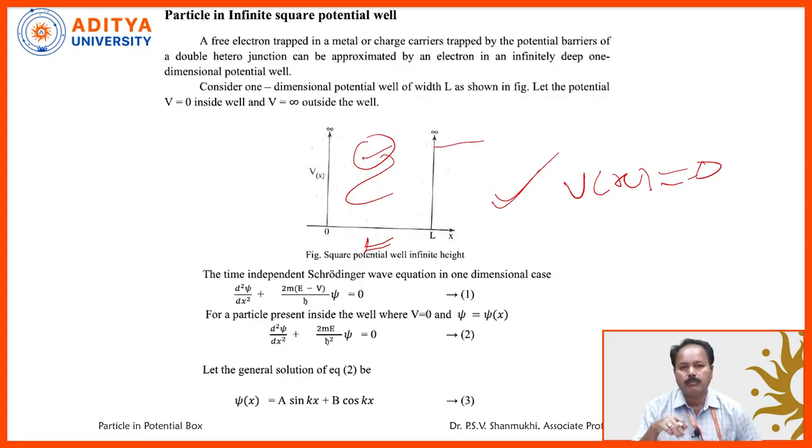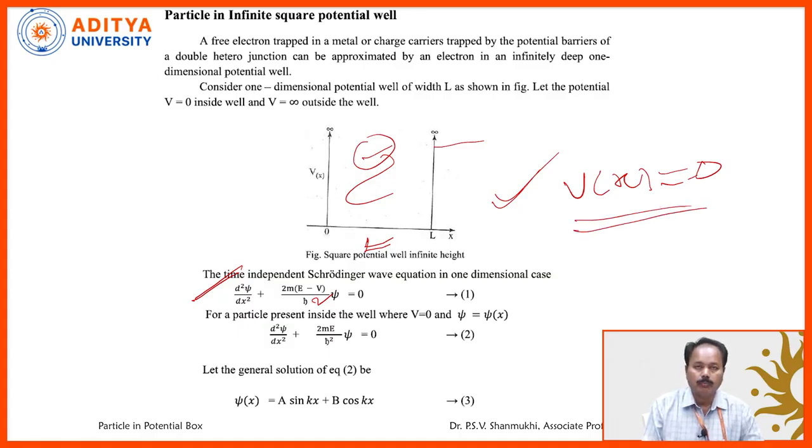To solve any problem related to the atomic world, we can use the Schrödinger wave equation. Since this is a one-dimensional problem, let us take the time independent Schrödinger wave equation: d square psi by dx square plus 2m by h cross square into (E minus V) into psi is equal to 0. In this potential well, V of x is equal to 0, meaning it is moving completely freely. It has only kinetic energy and no potential energy at all. That's why V is taken as 0.